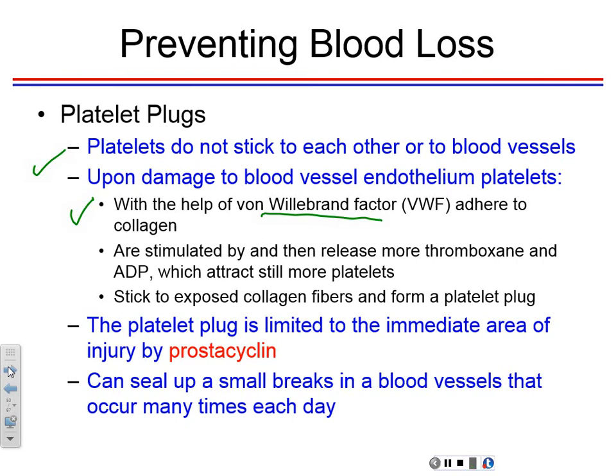Okay, and each of these blood stoppage mechanisms has a control. Like prostacyclin will dissolve those platelet plaques. Okay, so and then it can seal a small blood vessel, and this occurs many times in a day. Your blood vessels are getting damaged, and they're always getting sealed by these platelet plaques and vascular spasms.